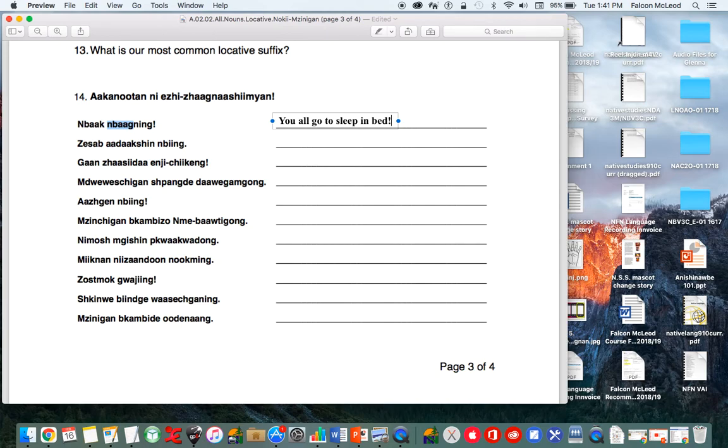When you're translating these locatives, make sure to use a preposition word like in, on, underneath, whatever makes sense for the translation. All right, so I'll leave the rest of these for you to translate on your own. These are all words that you should be familiar with, and if not, there's always the dictionary to look them up in. All right, so going on to the next section here.